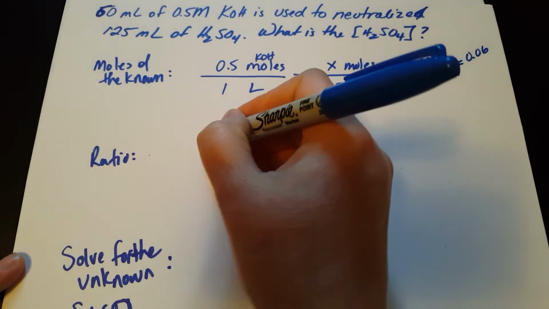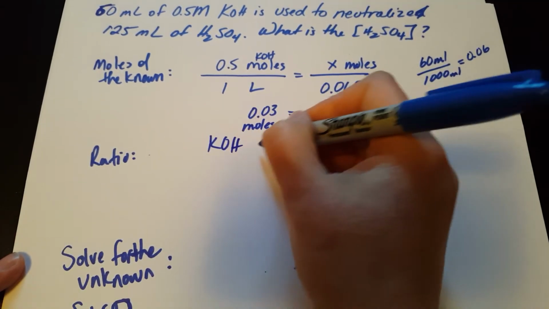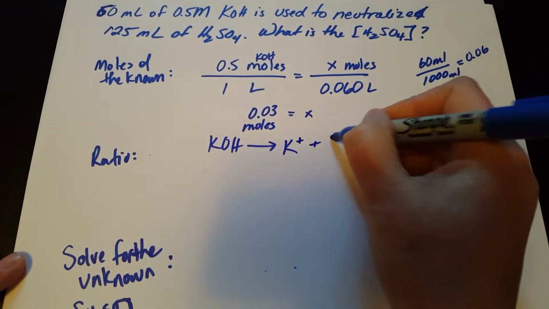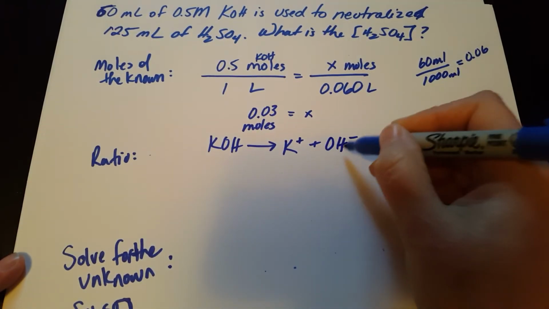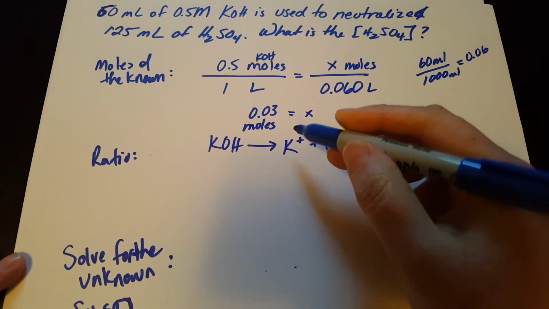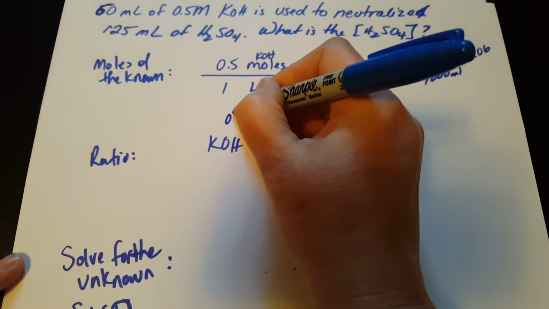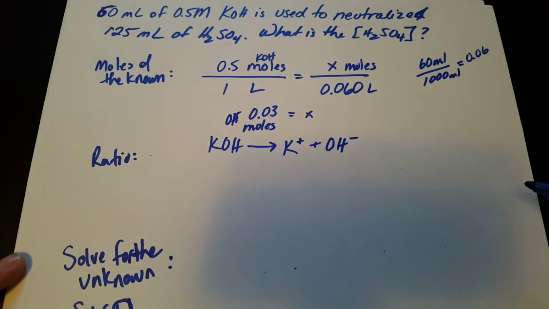So that is KOH, but also the KOH is dissociating in a 1-to-1 ratio into its hydroxide ions. So this moles is also representing the OH component, or the hydroxide. So we've got 0.03 moles of the hydroxide ion.